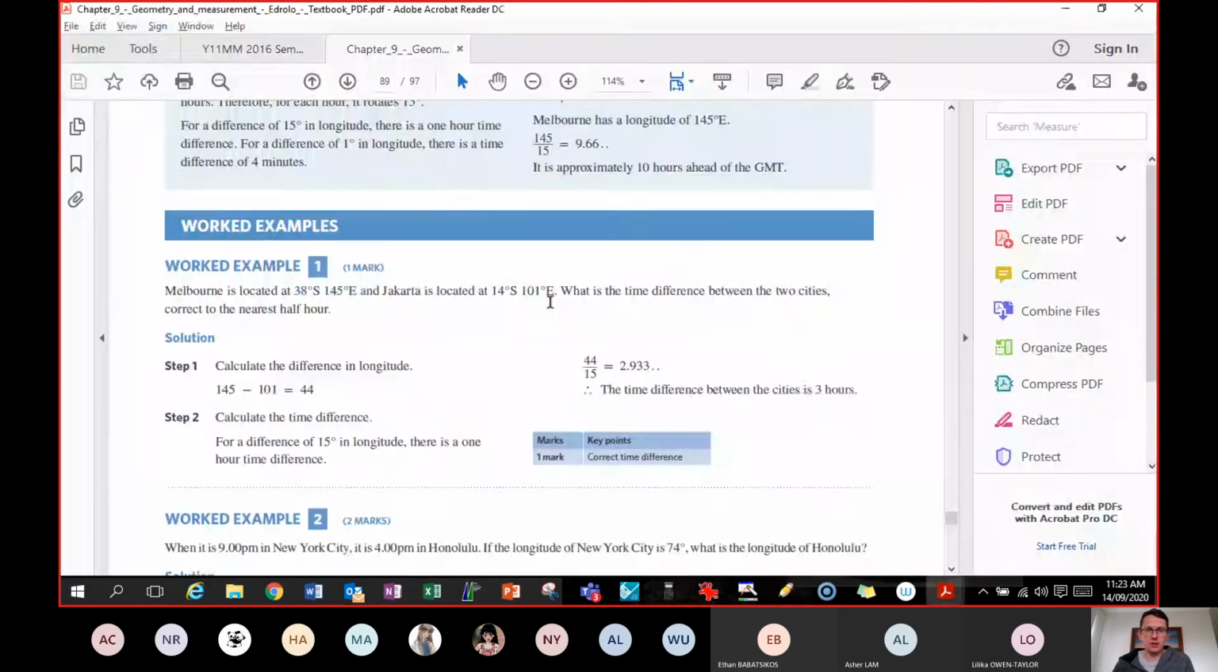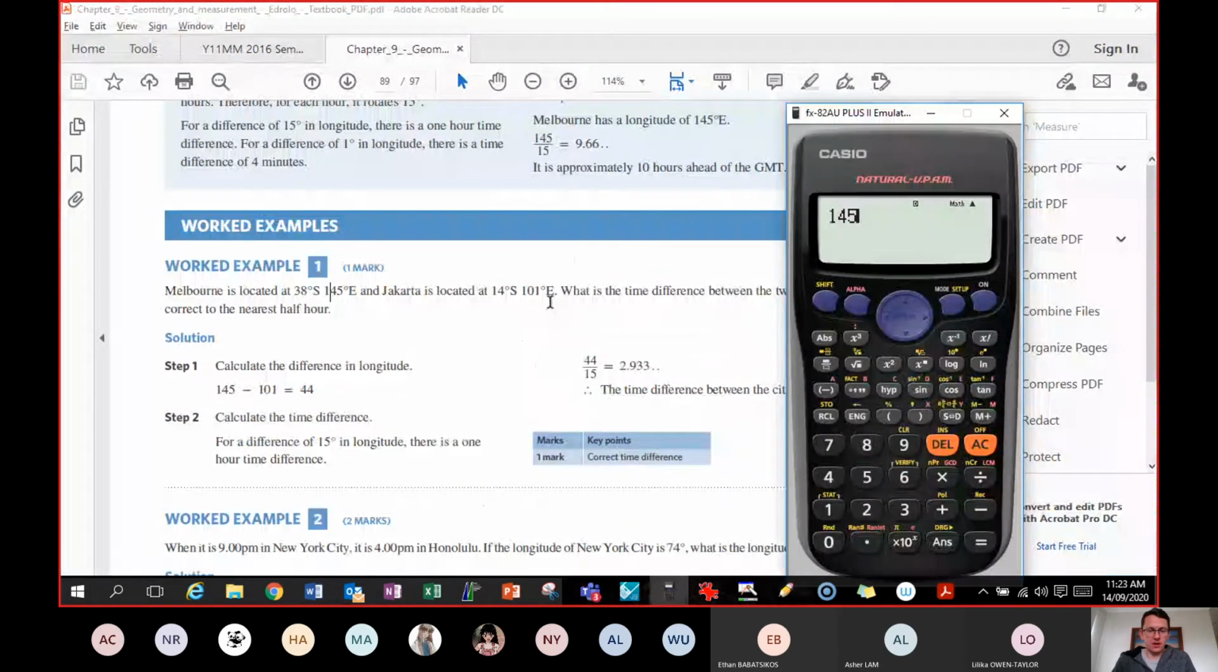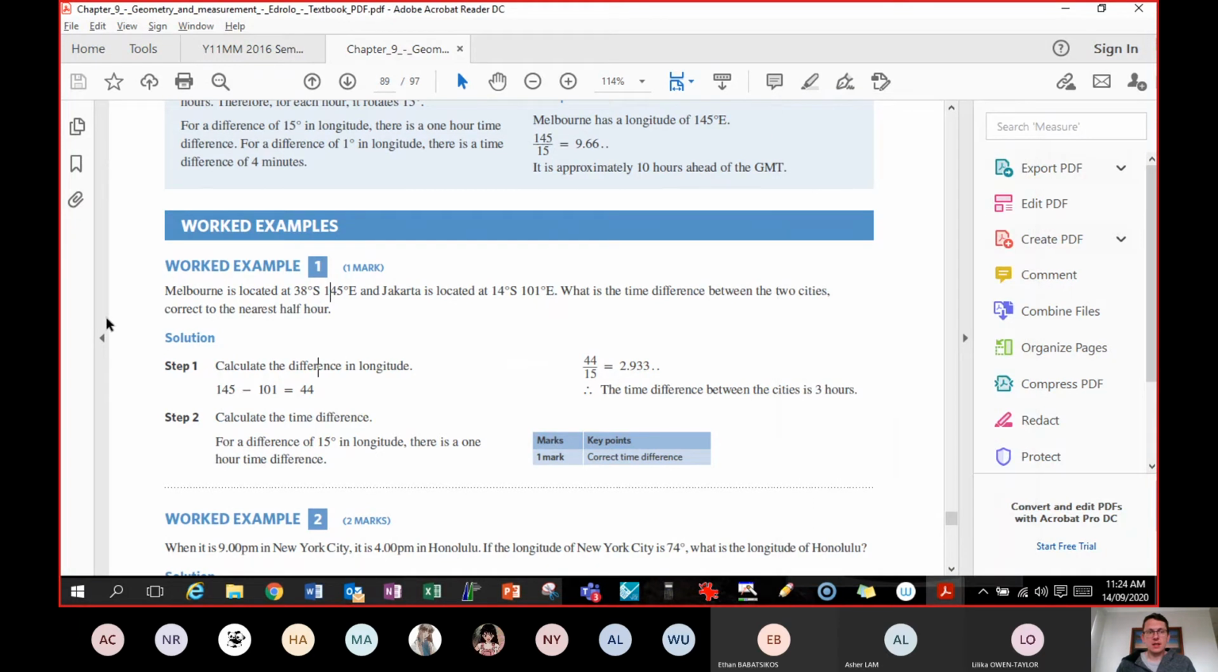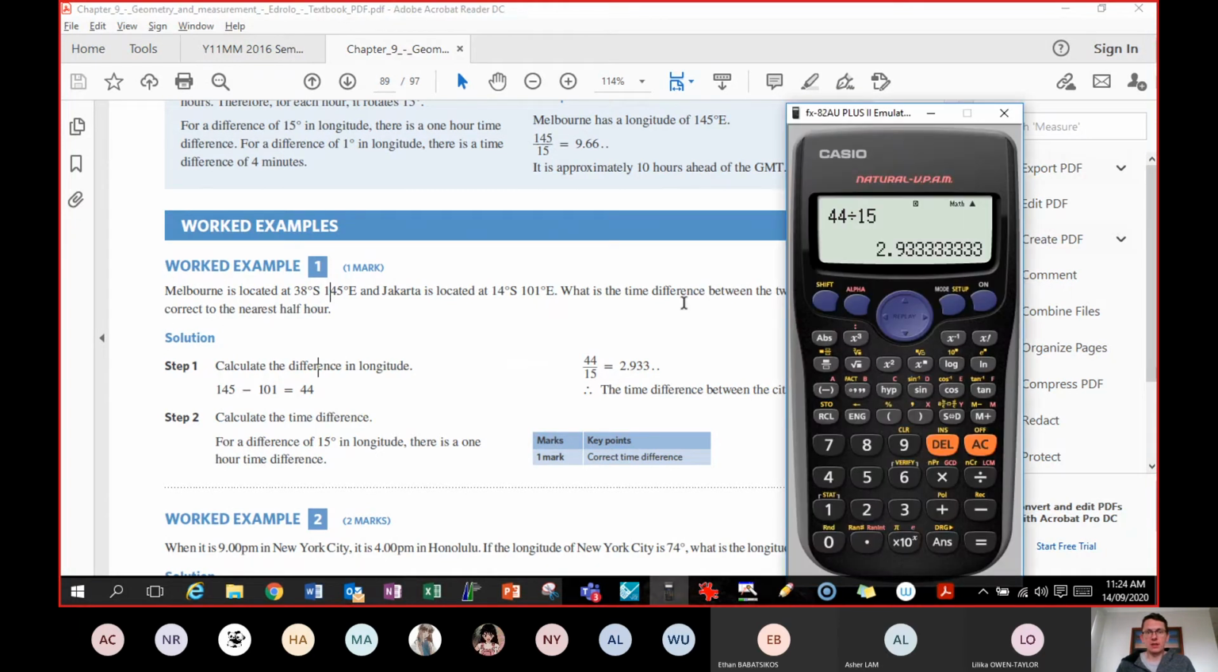So if you look at that, where's my calculator? 145 minus 101 is 44 degrees, right? We can times that by 4 minutes if you want, or you can just go 44 divided by 15. It's approximately 2.93 hours, so it's pretty much 3 hours. Now, it says correct to the nearest half hour. You're going to go 2 hours, times that now by 60 to figure out how many minutes. It's 2 hours and 56 minutes.